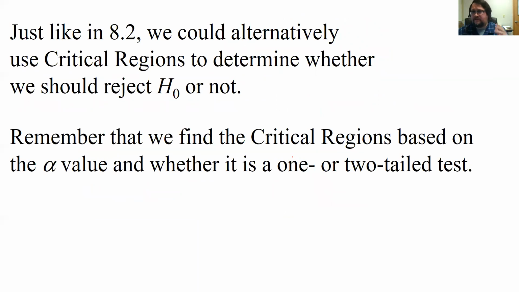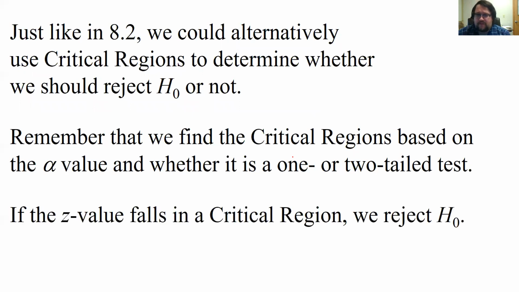Again, you'd use the alpha and determine whether it's a one-tail or two-tail test. If the Z value falls in that critical range, we could reject the null hypothesis. So this is just like that alternative way we talked about in 8.2. This is an option to do it that way, if you want to. You don't have to. You can do it like how we started here.